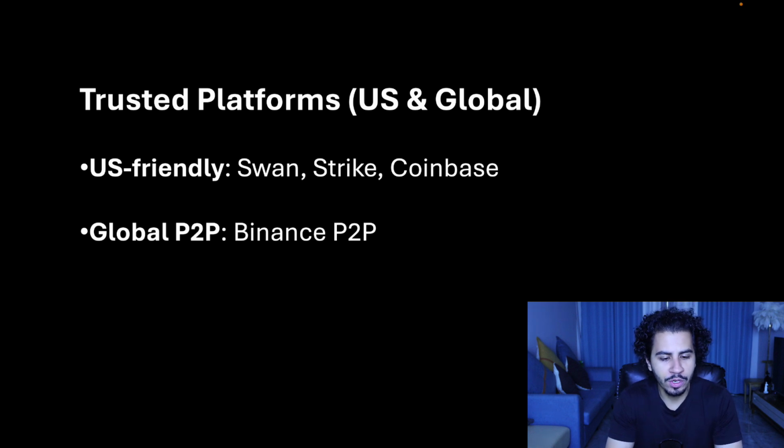When it comes to US-friendly platforms, there is Swan, there is Strike, and there is Coinbase. Although I don't like Coinbase. I created an account and it got banned right away for no reason whatsoever. So I don't really like Coinbase, but Swan and Strike have a good reputation. Globally, for people who are not in the US like myself, you have to use peer-to-peer. For myself, I use Binance. I think it's good. I never had any problem with it. Binance is the only platform that I use and I trust, which is why I recommend it.